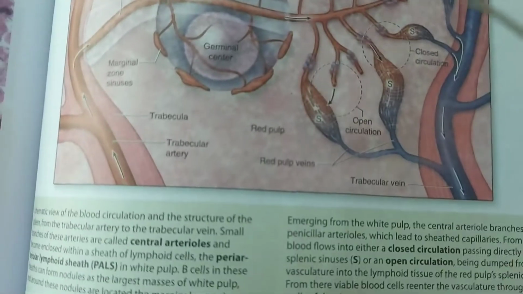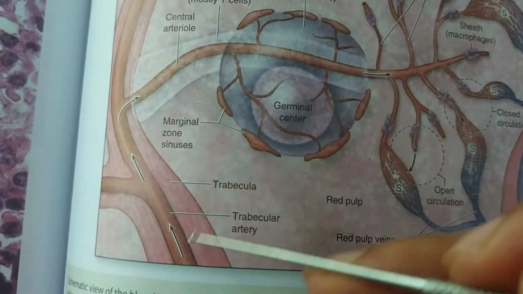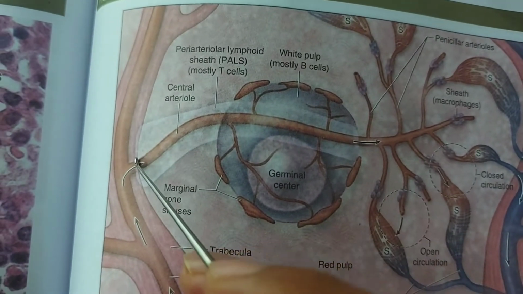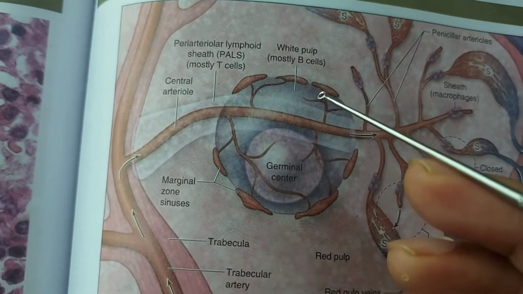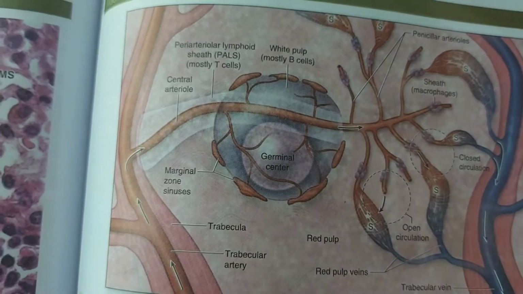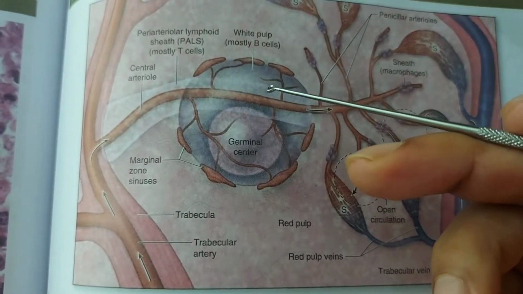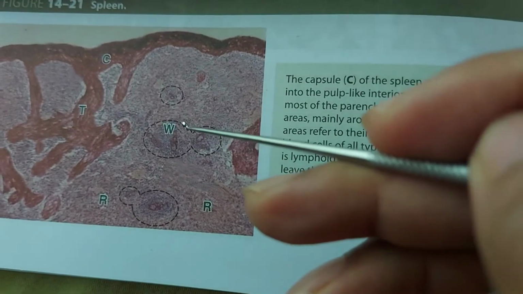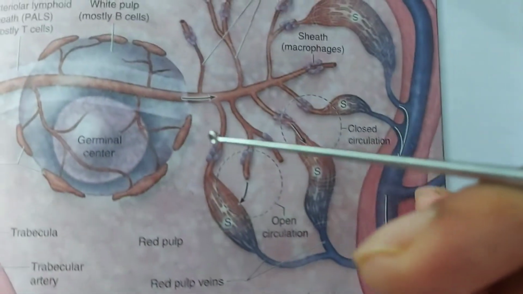So the splenic artery divides to form this trabecular artery. From this trabecular artery there is the central arteriole. This central arteriole remains in the center of the white pulp. This white pulp has 3 areas. This is the white pulp. In this picture, this is the white pulp. In the magnified view, we can see the white pulp.